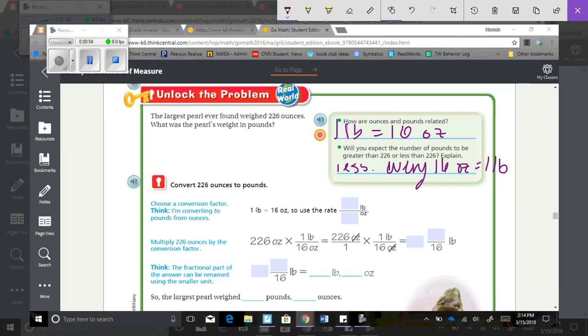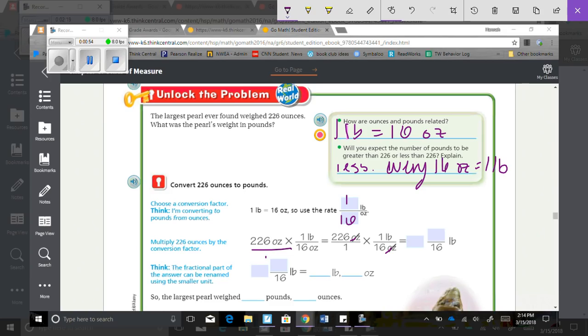We need to choose a conversion factor. I'm converting ounces to pounds, and I know 1 pound equals 16 ounces. So use the rate pounds over ounces, which is 1 pound over 16 ounces. We're going to multiply 226 ounces by the conversion factor, so we have 226 ounces times 1 pound over 16 ounces, with 226 over 1. Mark out our ounces so that we only have pounds left.